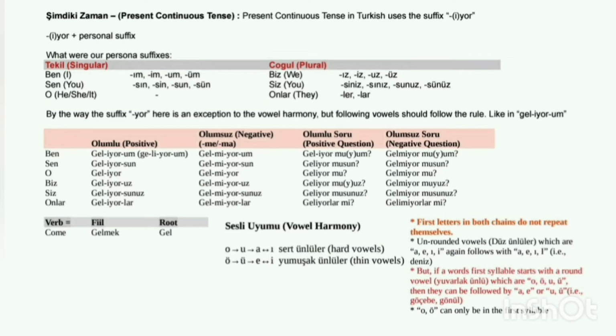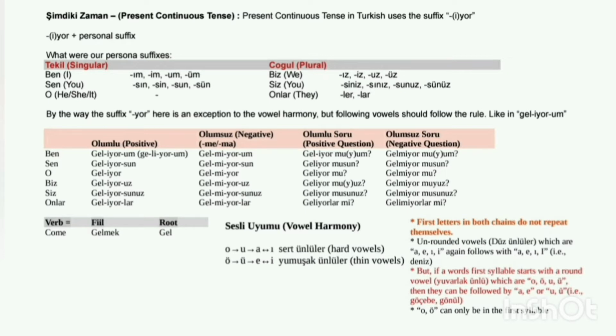unrounded vowels. We call them düz ünlüler. Well, this is according to our mouth shape. You will understand now. So, what are our düz ünlüler, unrounded vowels? These are a, e, ı, i. So, it's a very easy rule here. They follow again by a, e, ı, i. So, I have given an example, which is deniz, meaning sea. As you can see, e followed by i.